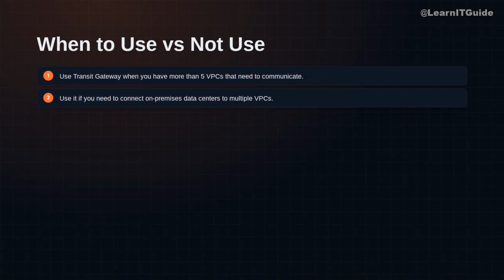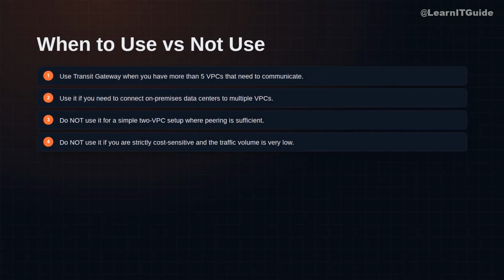So when should you use this? If you have more than 5 VPCs, it is time to switch. It also makes sense if you are connecting your data center to the cloud. But do not over-engineer. If you only have 2 VPCs, just use standard peering. It is cheaper and easier. Also consider the cost. Transit Gateway charges for both attachments and per gigabyte of traffic. If you do not have significant traffic, the cost might outweigh the benefits. Use these criteria to decide if this tool is right for your situation.